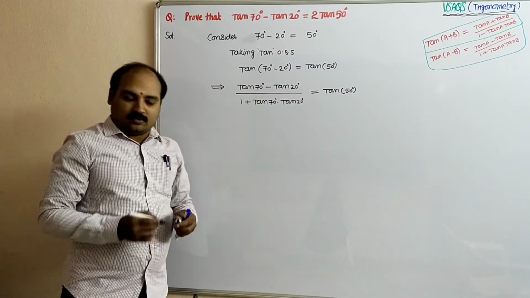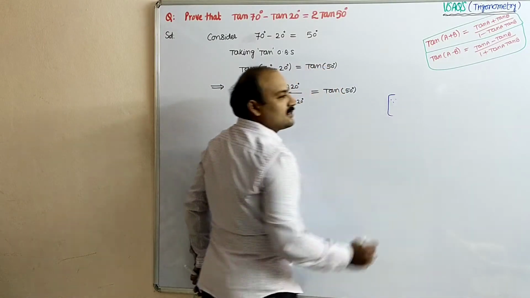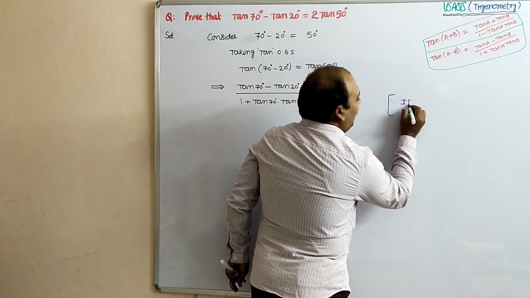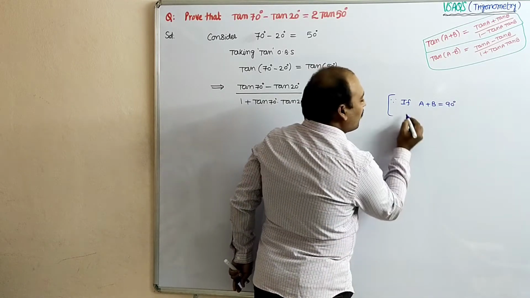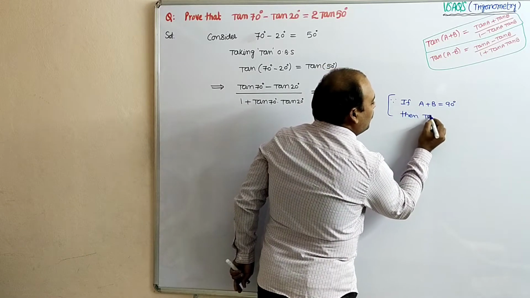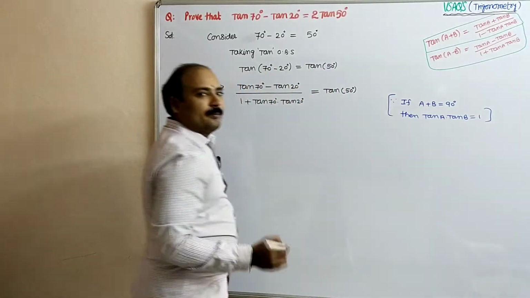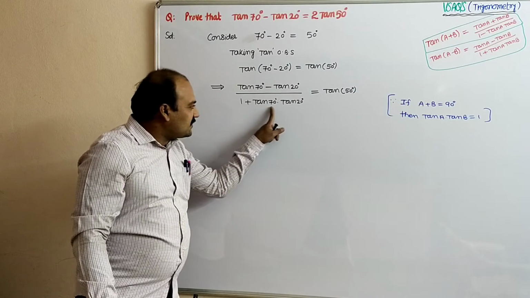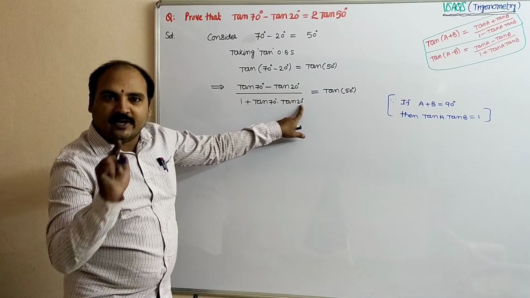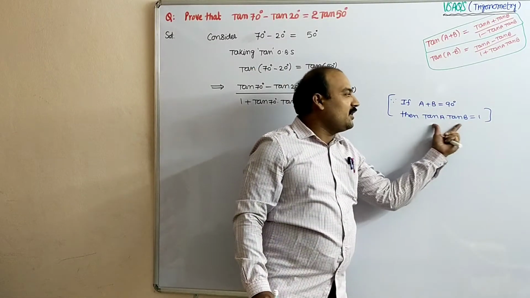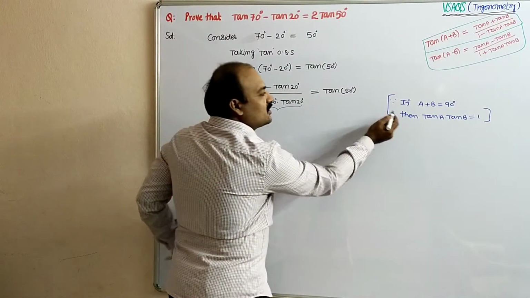After getting this step, we will move to one important point. In previous sessions also I discussed that if the sum of the angles A plus B is equal to 90 degrees, then tan A into tan B is equal to 1. By observing this question, tan 70 into tan 20, where 70 plus 20 equal to 90. Therefore tan A tan B value goes to be 1 only, no? So this value goes to be 1 in the next step by using this property.